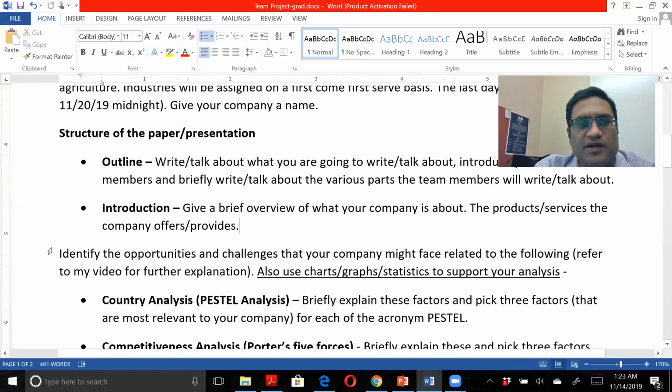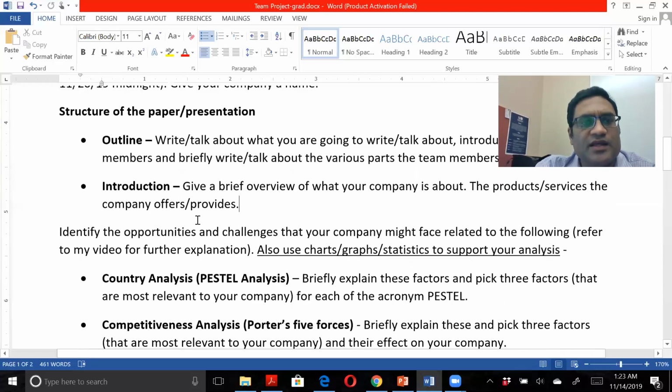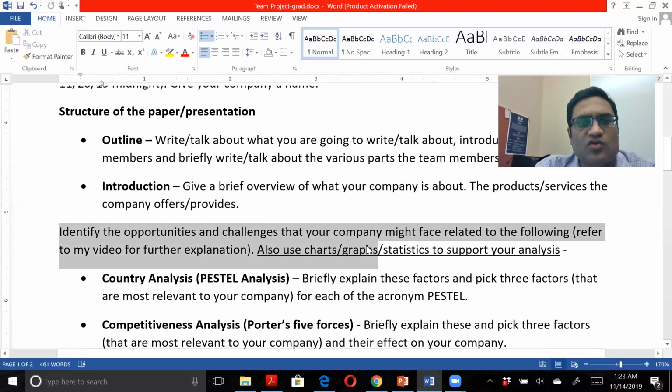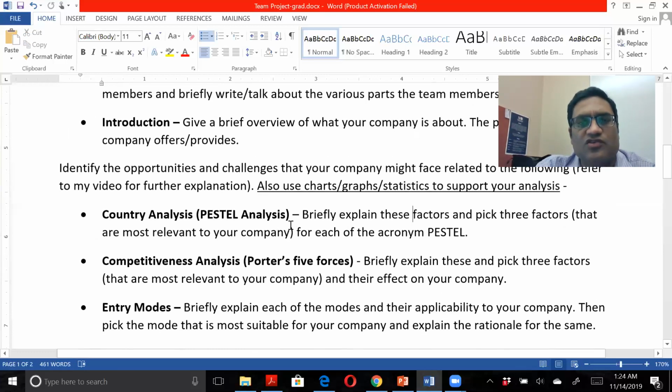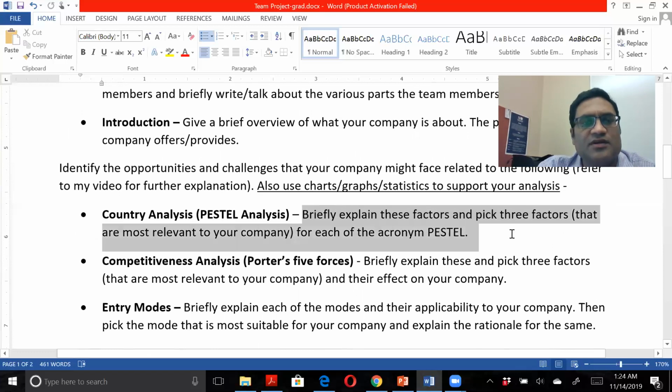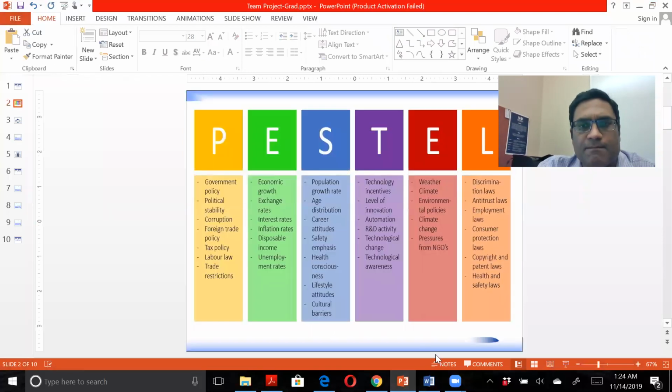Okay, so that's the introduction part. And then for these parts below this, you're supposed to identify opportunities, challenges that your company might face, and also use charts, graphs, statistics to support your analysis. The first thing is you're going to do a country analysis, which is PESTEL analysis, and you're supposed to briefly explain these factors and pick 3 factors relevant to your company from each of this acronym. So let me go over here and show you what I mean by that.